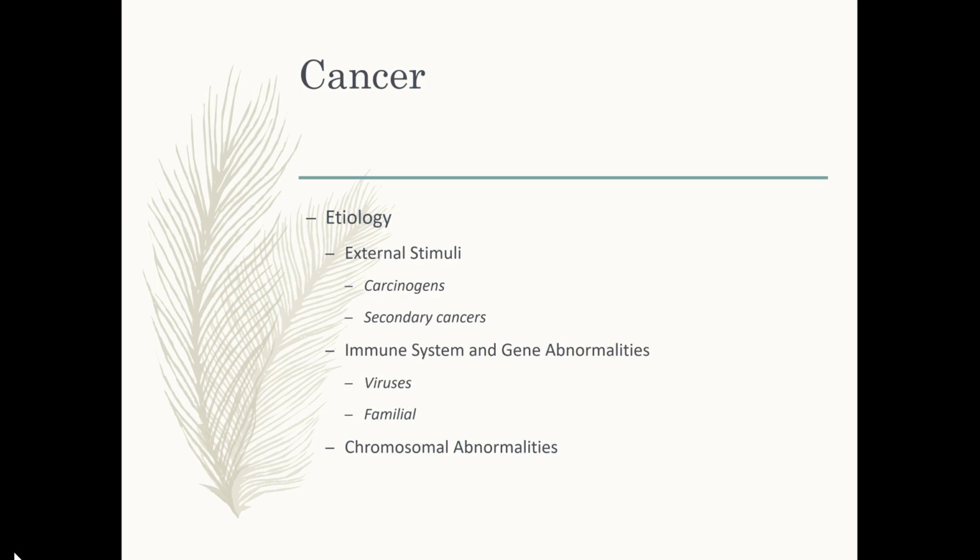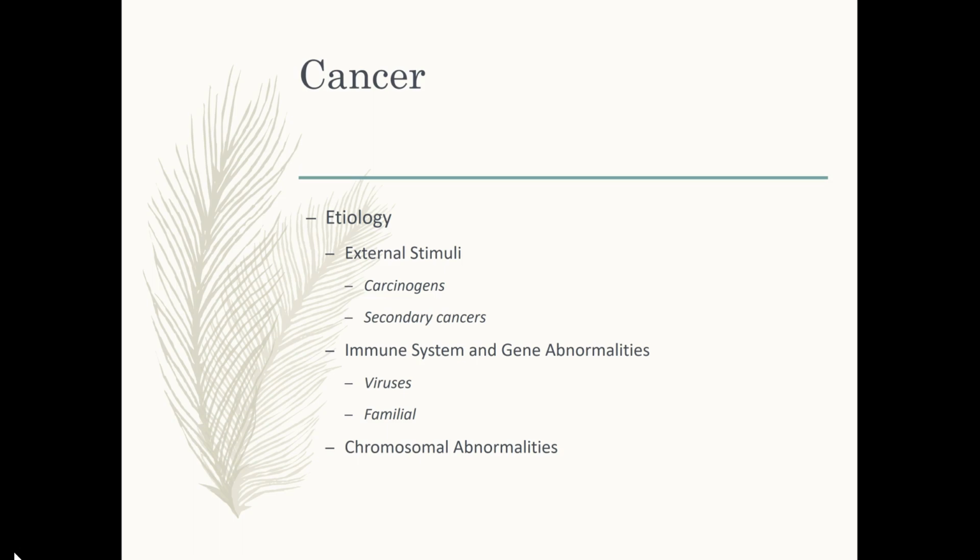So cancer, the etiology, you're going to have external stimuli. So you're going to have carcinogens. And then there's also secondary cancers, which are a result of a primary cancer. So you're going to have chemo or radiation therapy to get rid of that primary cancer, and then 5, 10, 15 years later, you might develop another cancer that's actually a result of the first cancer's treatment, because obviously chemotherapy and radiation kill your cells and change your cells.